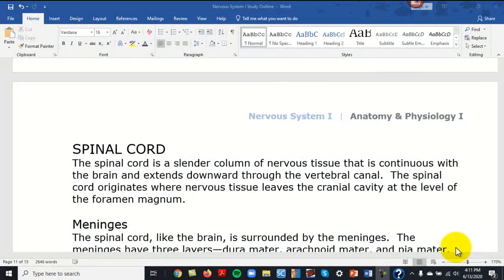This video is going to cover the second part of what we call nervous system 1, which is the spinal cord. This one will not be quite as long. The first video was a little long. Try to keep these under 10 minutes is better. So the next part of this section is the spinal cord.